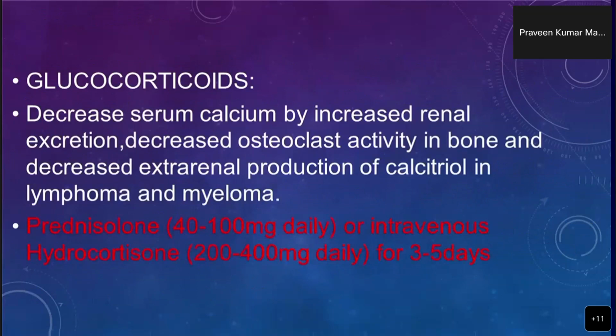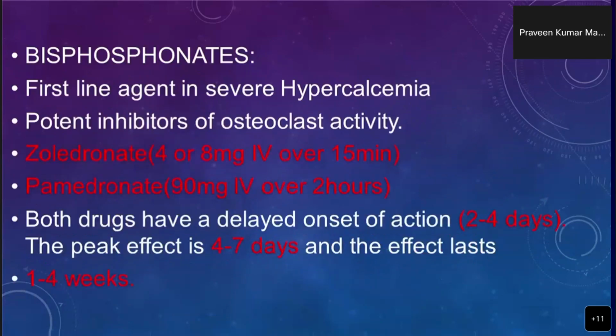And glucocorticoids are also used in the treatment of hypercalcemia, where we use prednisolone or hydrocortisone. The dose of prednisolone is 40 to 100 milligrams daily, or intravenous hydrocortisone 200 to 400 milligrams daily for 3 to 5 days. And bisphosphonates like zoledronate or pamidronate are used. The zoledronate dosage is 4 or 8 milligrams IV over 15 minutes, and pamidronate is 90 milligrams IV over 2 hours. The bisphosphonates have a delayed onset of action. The peak effect is at 4 to 7 days, and the effect lasts around 1 to 4 weeks.